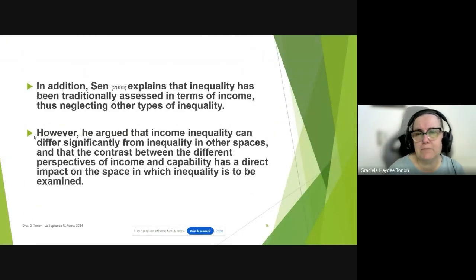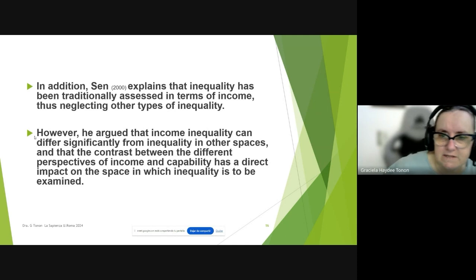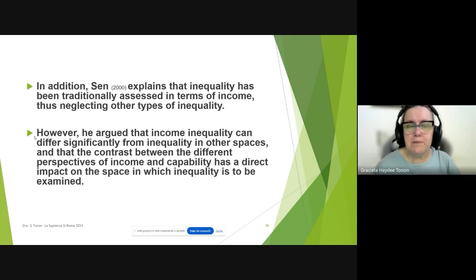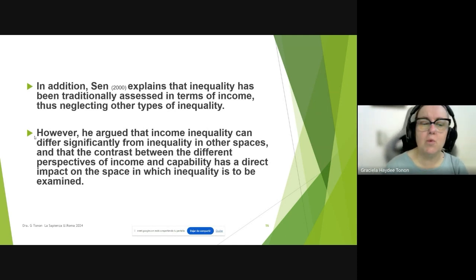In addition, Sen explains that inequality has traditionally been assessed in terms of income, thus neglecting other types of inequality. However, he argued that income inequality can differ significantly from inequality in other spaces, and that the contrast between the different perspectives of income and capability has a direct impact on the space in which inequality is to be examined.